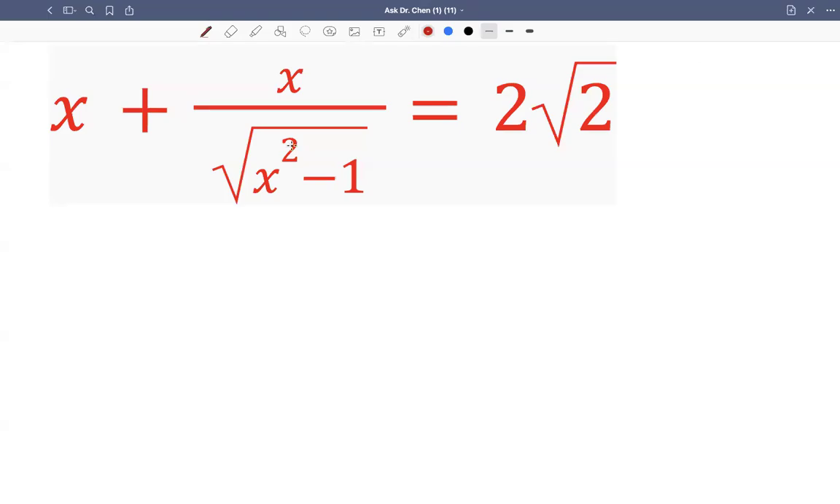Let's see this equation. If we want to solve for x in the normal way, there'll be a lot of trouble. So we're going to use trigonometry to solve this equation. Because we see this square root of x squared minus 1, that reminds us of the Pythagorean theorem. If we make a right triangle, just pretend this is a right triangle.